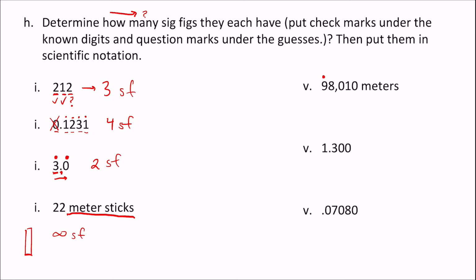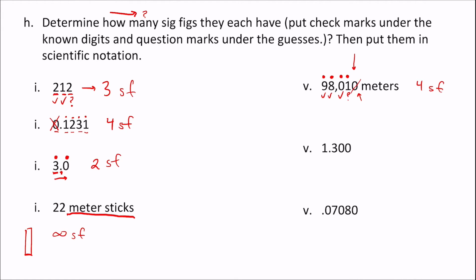Next up, the 9, the 8, and the 1, they're non-zeros, so they're all significant. Zeros in between non-zeros are significant as well, so that's that 0 there. And then we just have to figure out this last 0 here. Because there's no visible decimal point, this 0 is not significant. It's important, it tells us how big the number is, but it's not a sig fig. So this would be 4 sig figs. We also need some check marks. So we have check, check, check, question.